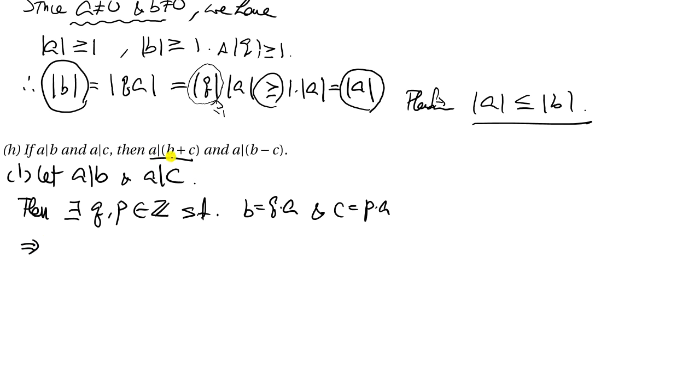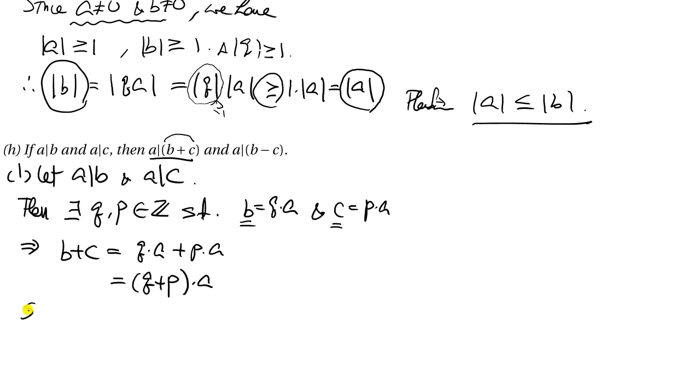Then we want to see the relation between A and B plus C. So let's just add these two. B plus C can be written as Q times A plus P times A, which can be written as Q plus P times A.